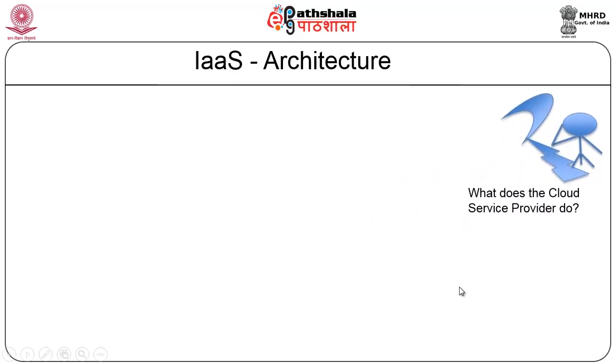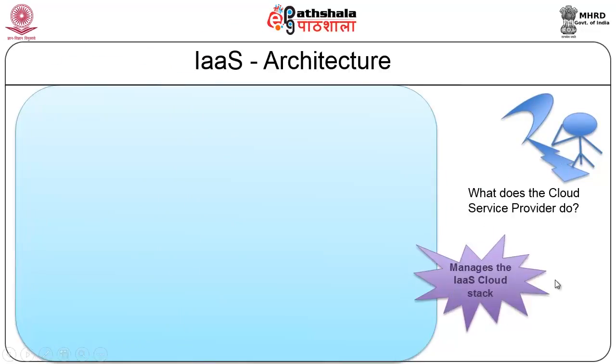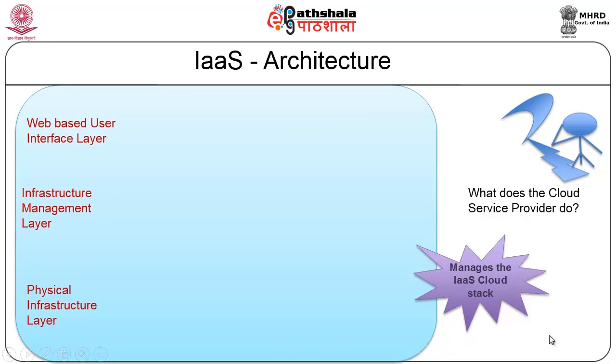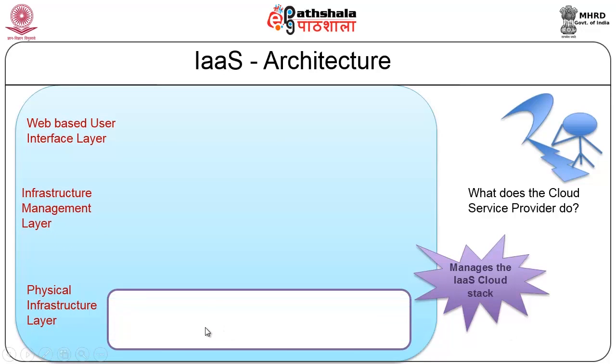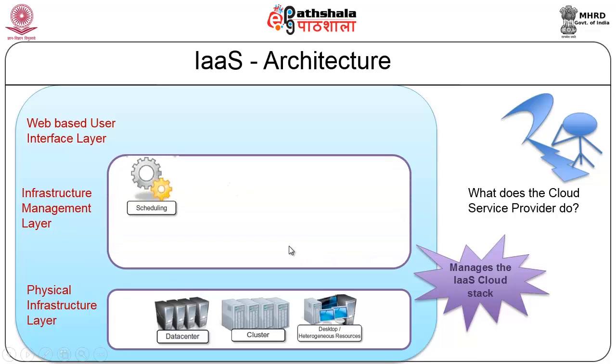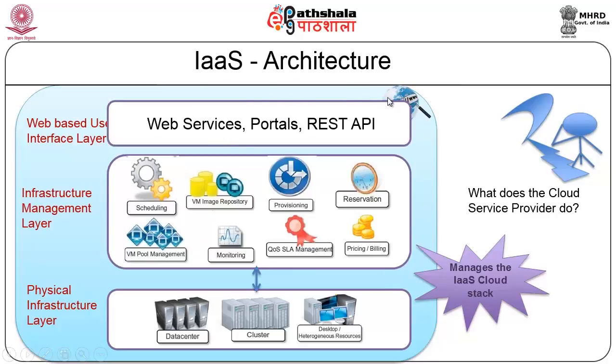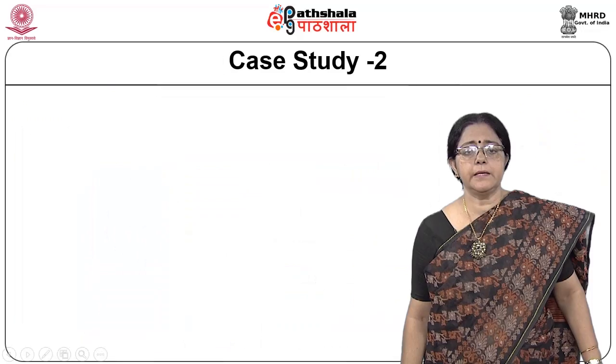So, in an IaaS architecture, what does the service provider do? They manage the overall service. So, what are the things that they are managing? The physical layer is being managed, and the infrastructure management layer, having the scheduler, monitoring, resource provisioning, QoS, and SLA, will be managed. And last but not the least, the infrastructure is accessed through web services portals and REST API. So, this is the IaaS architecture.